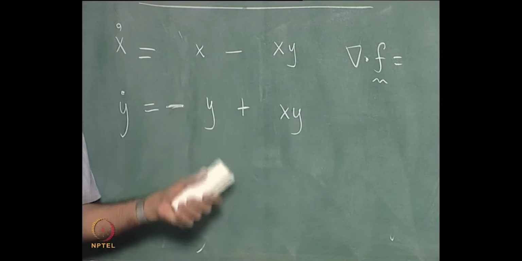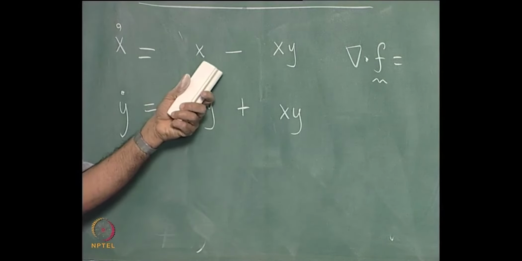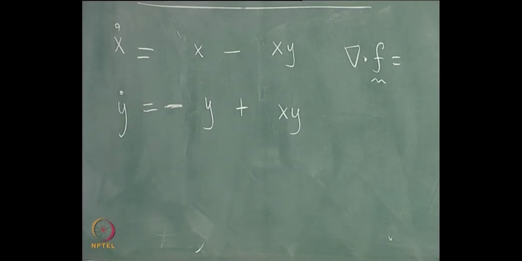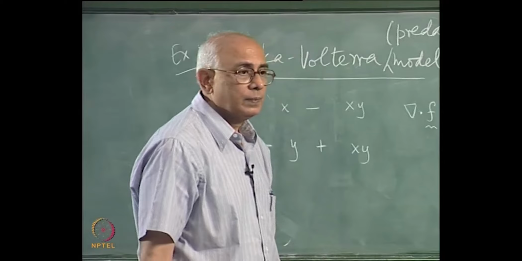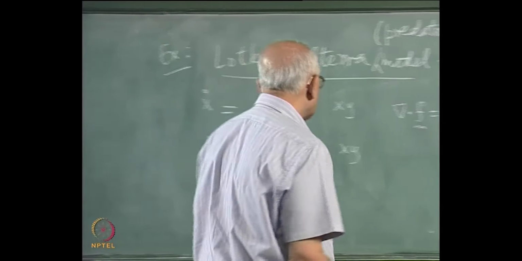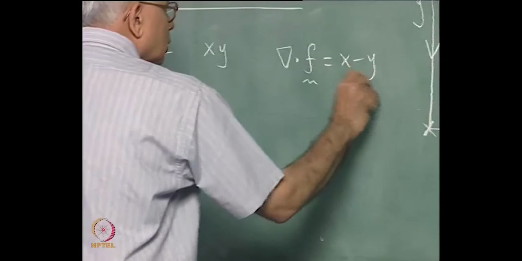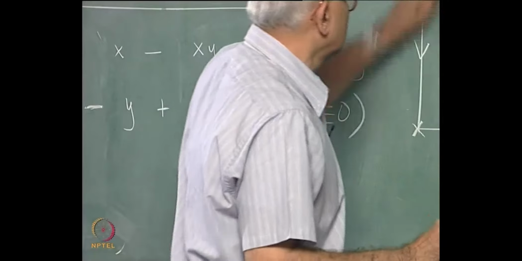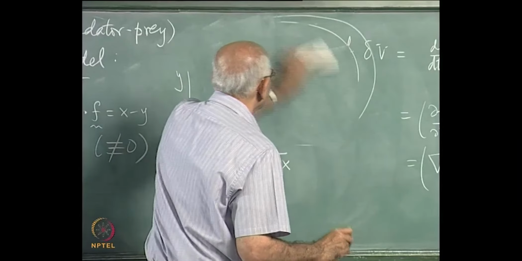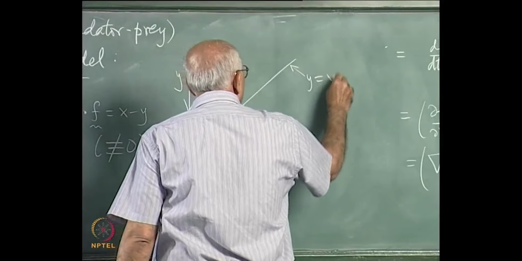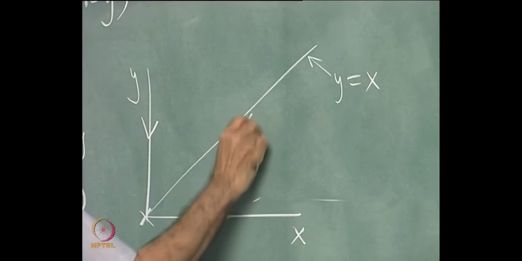Well, if you work out del dot f, you have to differentiate this with respect to x and this with respect to y and add the two. What do you get? You get x minus y. So this is x minus y. That of course is not identically equal to 0. It is equal to 0 on this 45-degree line, and here is the center at 1 comma 1.